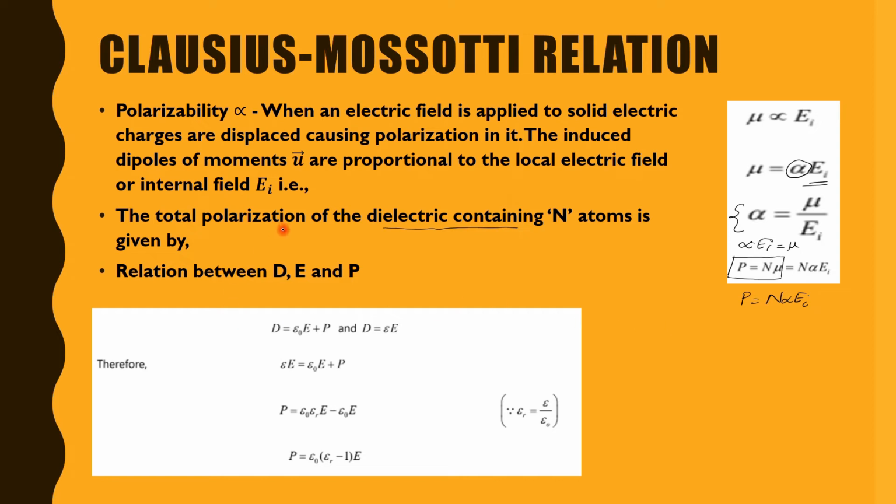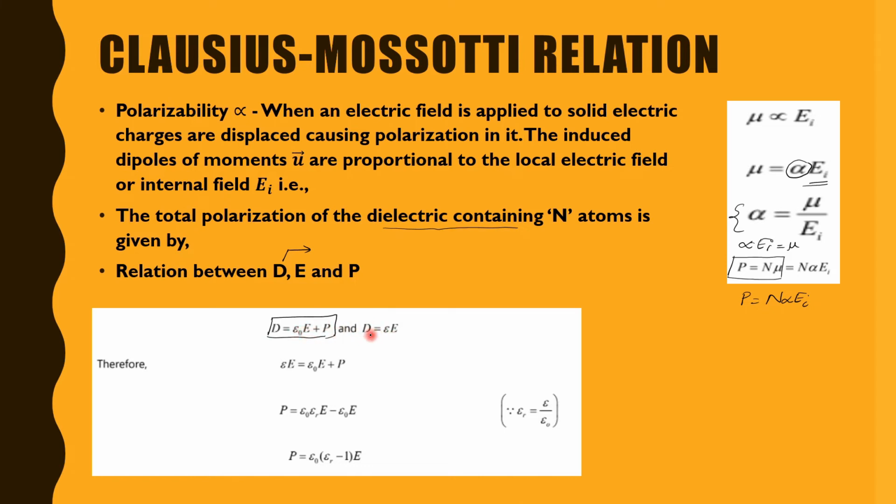Now the next and most important relation needed to derive the Clausius-Mossotti relation is the D, E and P relation. D is the electric displacement, E is the electric field, and P is the polarization. We know the formula: D is equal to epsilon naught E plus P.